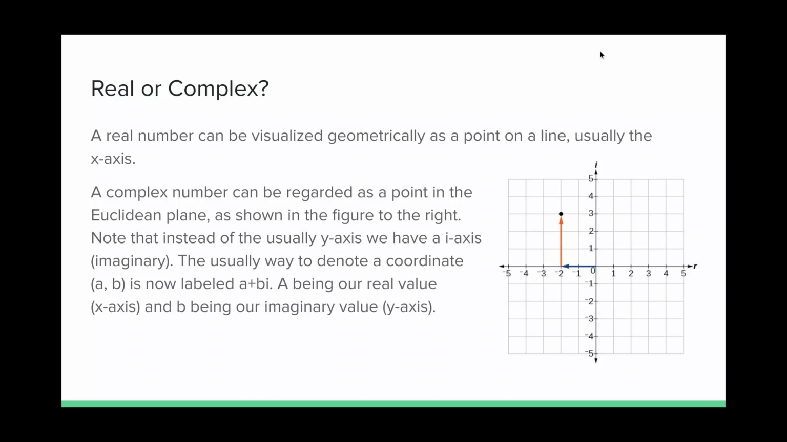Well, we know that a real number can be visualized geometrically as a point on a line, usually on the x-axis. We can take this knowledge and, instead of having an xy plane, have an xi plane, where instead of two real numbers, we have a real and an imaginary number. A complex number can be regarded as a point in the Euclidean plane, but instead of the usual y-axis, we have this i-axis, which is the imaginary number. Instead of coordinate brackets, we now denote this coordinate as a plus bi, where a is our real value on the x-axis and b is our imaginary value on the y-axis.